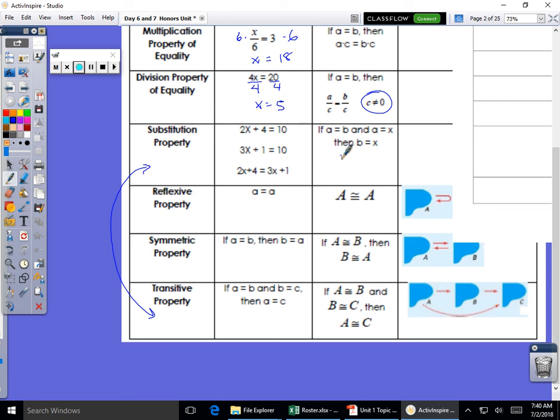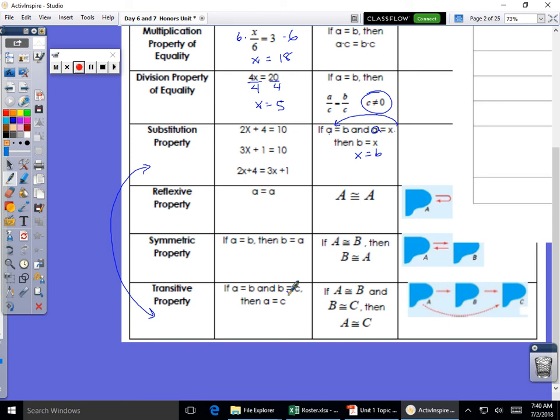So I think the difference is substitution here, if A equals B and A equals X, I'm substituting in place of A, I'm substituting in X to get X equals B, right? So we're thinking about it as substituting. And here, we're saying, well, if A equals B and B equals C, then those two things must be equal since the B's are equal.